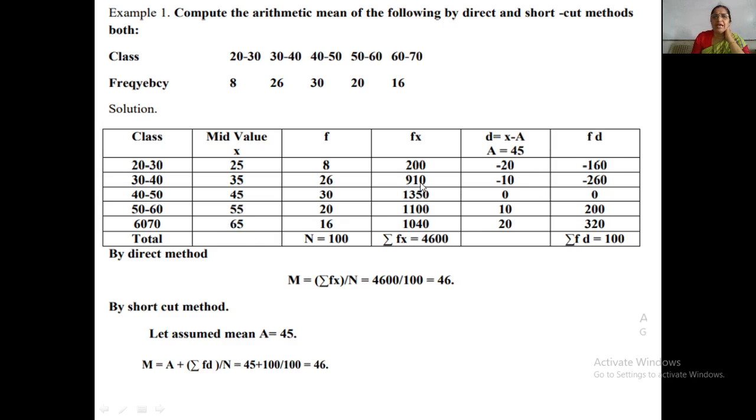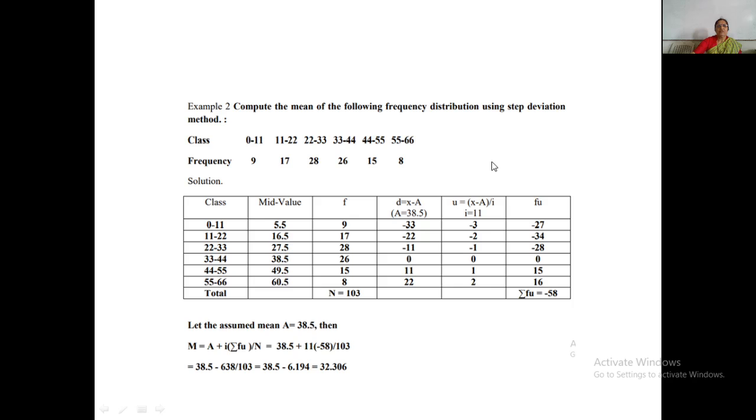If I take fi into di, that is this particular column multiplied by the column of fi, I have these values. Some of the values are positive, some are negative. Therefore, summation of fi di is equal to 100. So my arithmetic mean x bar, or mean m, is equal to a plus summation of fi di upon n. Now summation of fi di is 100 and a is my assumed mean 45. So this will be 45 plus 100 upon 100, that is 45 plus 1, that is equal to 46. So you can see that there is no change in the value of the arithmetic mean, either you compute by direct method or by shortcut method.